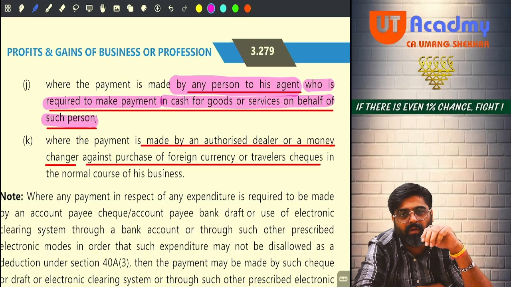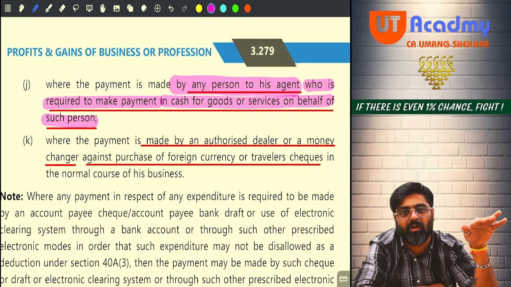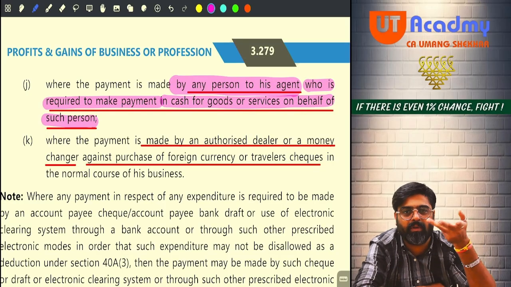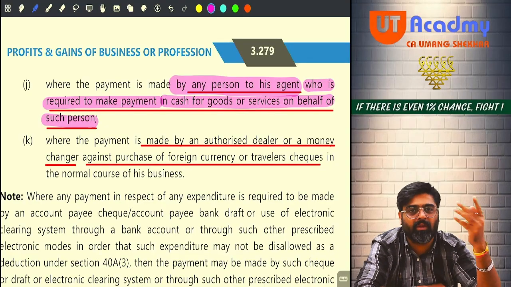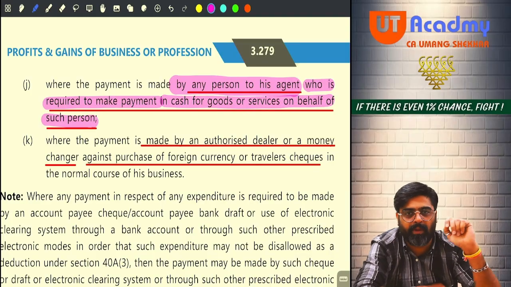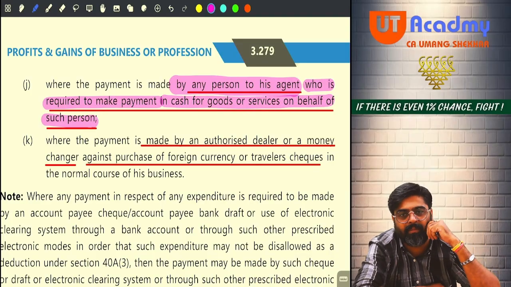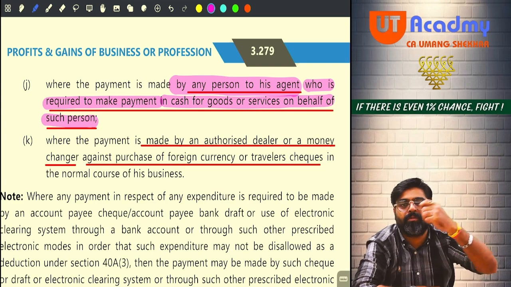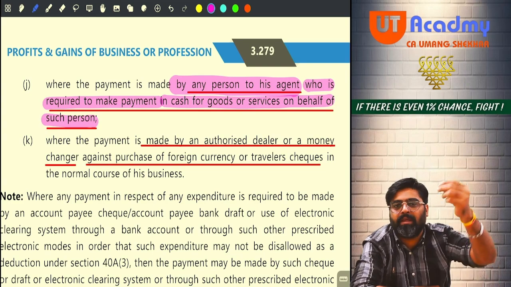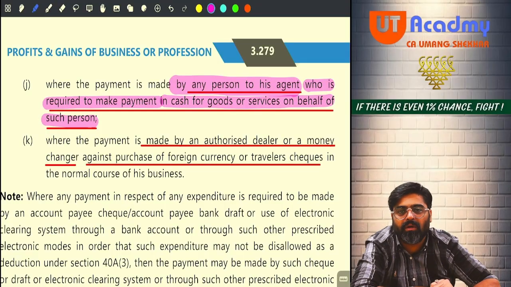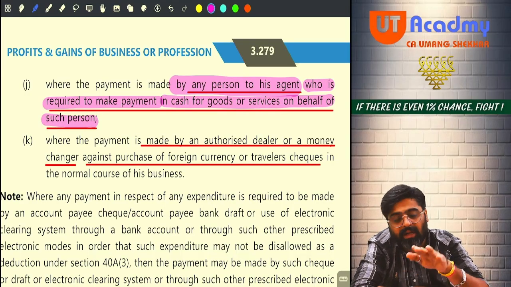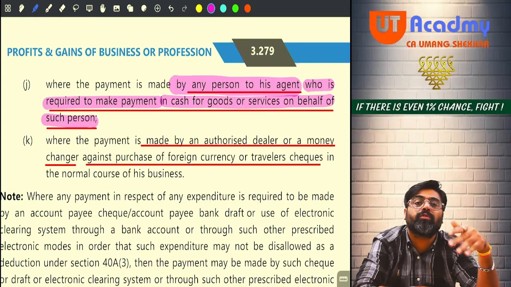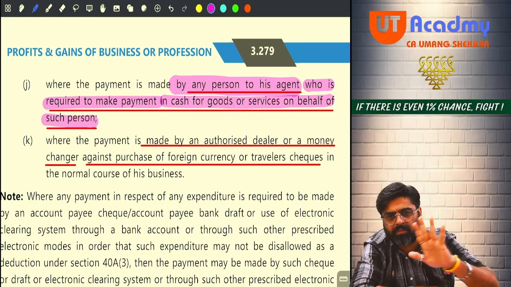For example, there are some laborers working on my site. Those laborers will not have any bank accounts. So my agent who handles those laborers is responsible to pay them, but on my behalf. He is not going to pay that amount from his own pocket. I will have to give that amount to my agent to pay to those laborers. So if I have given the amount to my agent in cash, so that he pays it on my behalf to someone else in cash, then that amount is allowed, no problem.